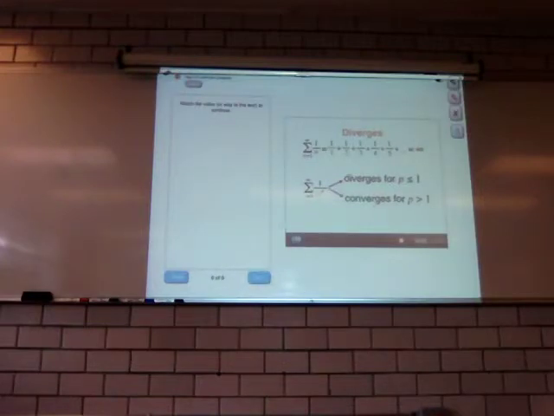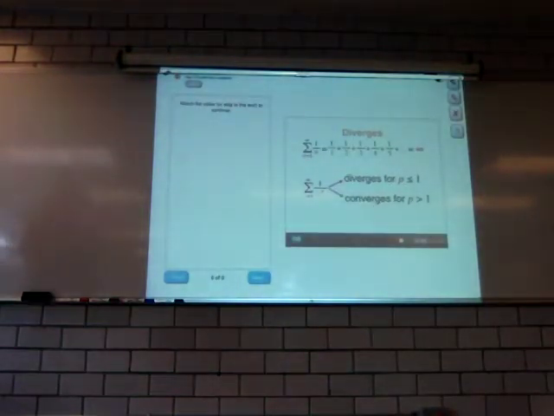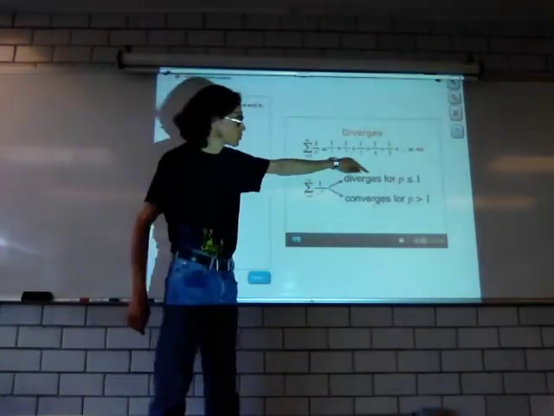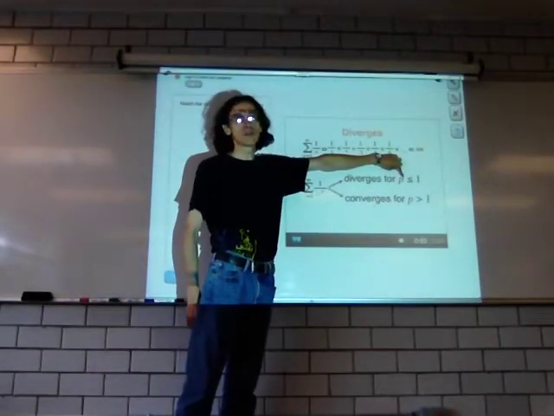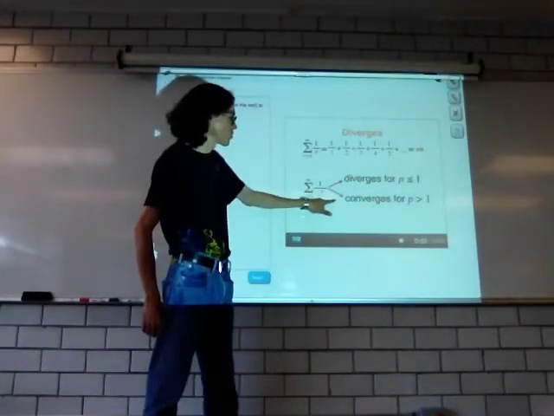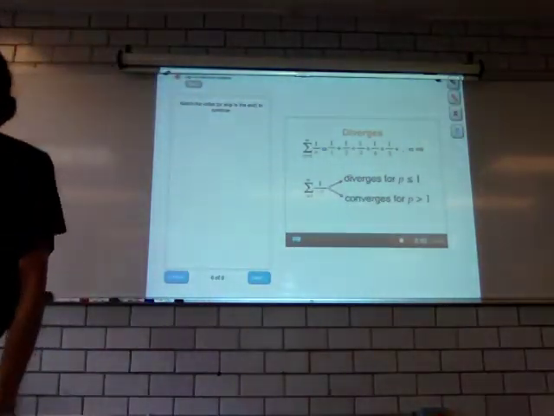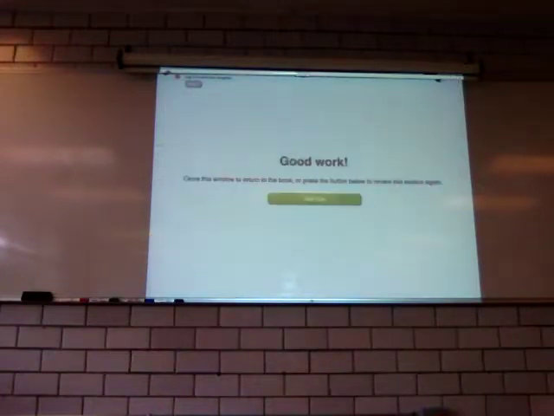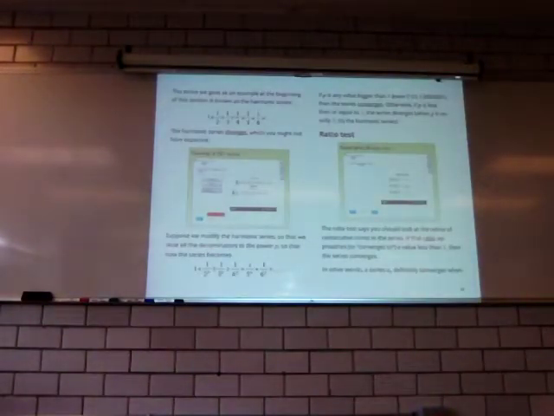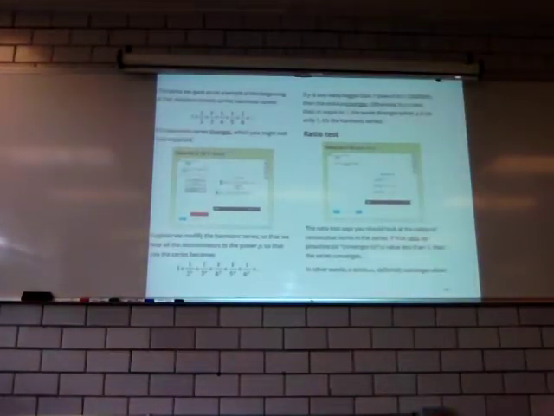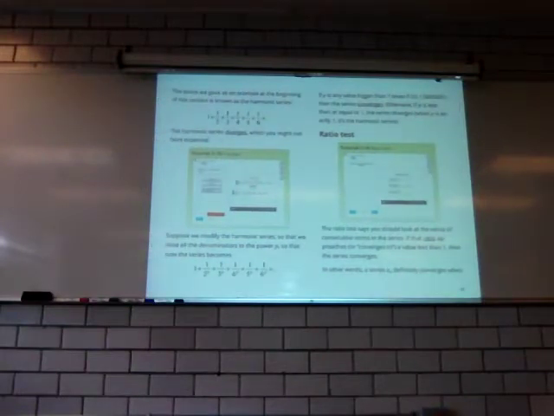Bien, entonces, las series de potencia son divergentes cuando la potencia es menor o igual que 1, y son convergentes cuando la potencia es mayor que 1. Es la conclusión. Vamos a ver ahora otra prueba, que es la prueba de proporciones.